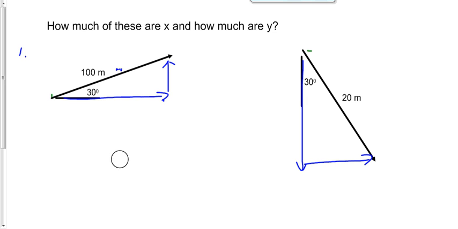Now let's label this as X and this is Y. Any ideas? How am I going to find the value of X? How am I going to find the value of Y here? Kelly? It's a pretty special triangle, actually. What am I going to do with this special right angle triangle? Alex?